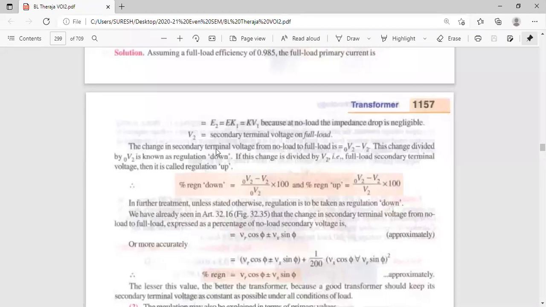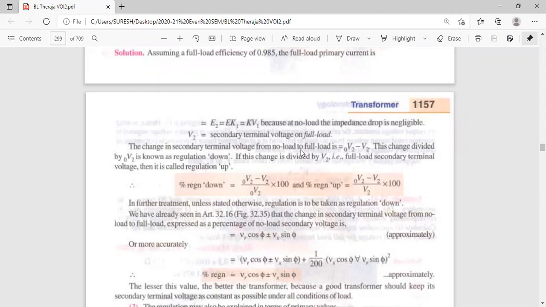See, the change in secondary terminal voltage from no load to full load. What do you mean by no load? No load means the secondary terminal is open circuited. In the transformer, the secondary winding is open circuited.